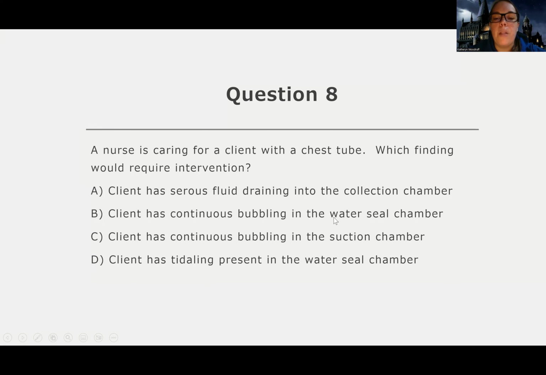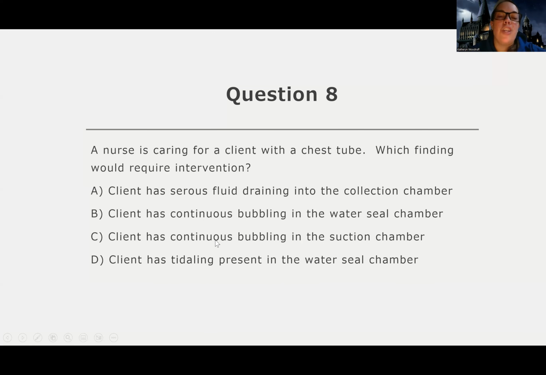B, client has continuous bubbling in the water seal chamber. Now I know there are problems with bubbling in certain chambers, so I look at answer C, client has continuous bubbling in the suction chamber. That already tells me there are two that are very similar but just a little different, so a lot of times one of those is correct. But let's look at the last one, because I don't know which one we're supposed to have bubbling in or not. So we'll go back. It says client has tidaling present in the water seal chamber. And I think tidaling is okay. That's just what happens with their breathing. So I think that one's okay. So I'm going to use my strategy, and I'm down to B and C.